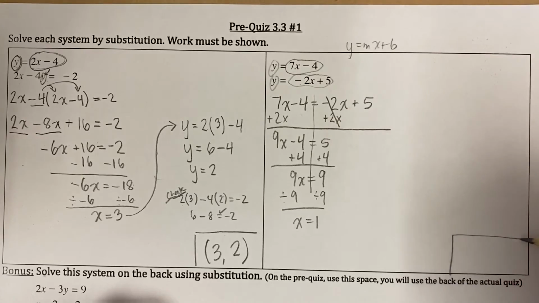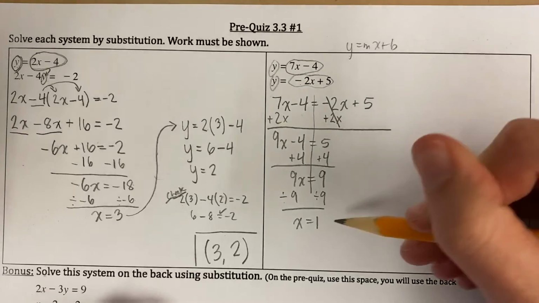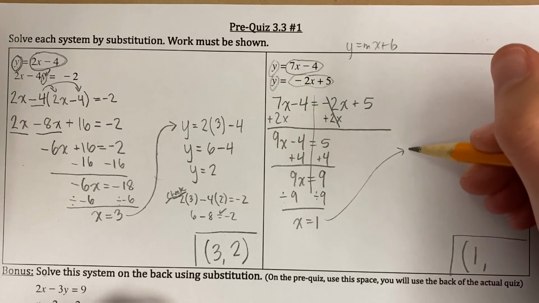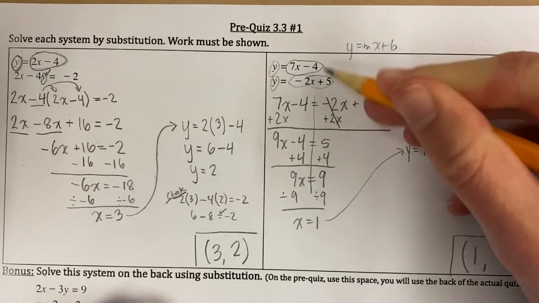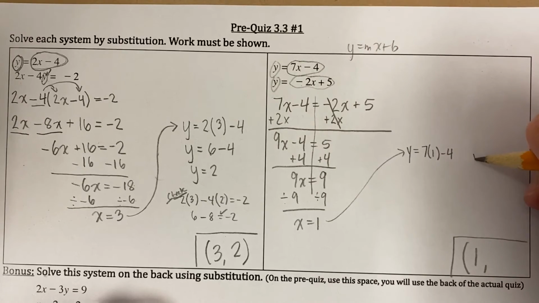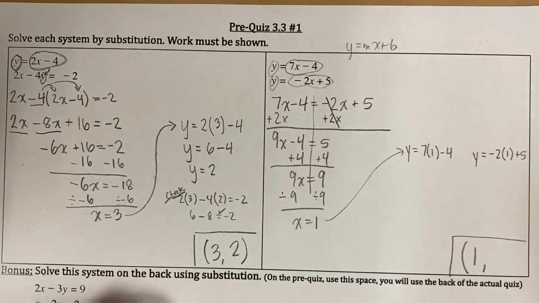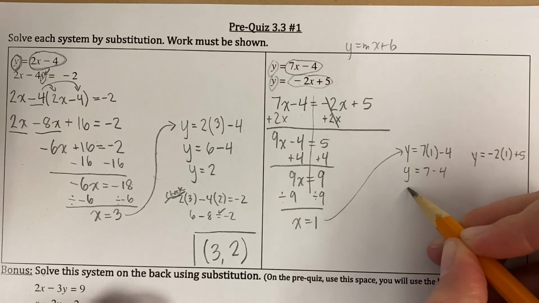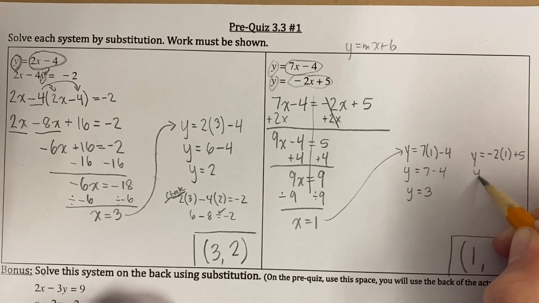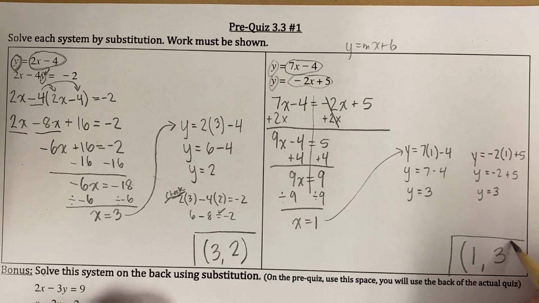Once again, that is only half my answer. So I'm going to go ahead and plug it into both of these equations. So I'm plugging in, right, 7 times x minus 4. I'm making 7 times 1 minus 4. This is negative 2 times x plus 5. I'm going to plug it into both equations, and I'm going to just check my answer by doing it in two different ways. And either way, I get y equals 3, so I know I'm good to go.